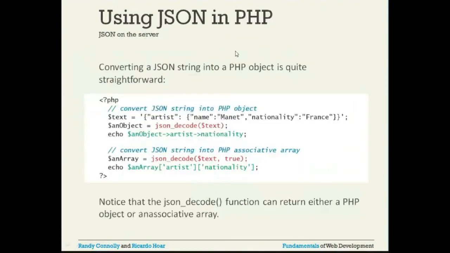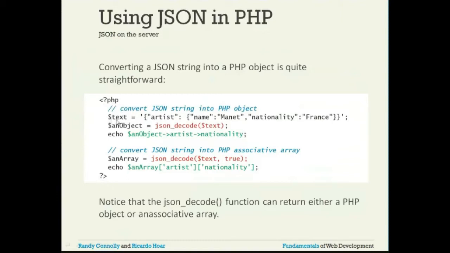Using JSON in PHP. Even in PHP, it is very easy to work with JSON. Converting a JSON string into a PHP object is quite straightforward. So how to do that? This is the start of the PHP code, and this is the end of the PHP code.